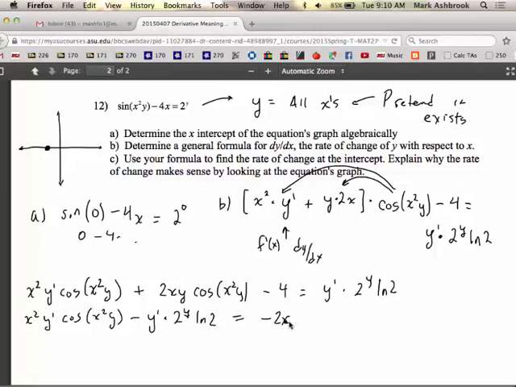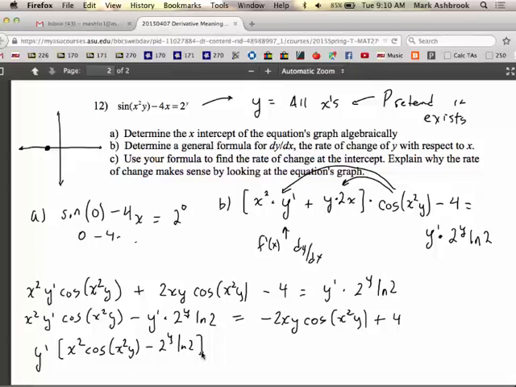This will be minus 2xy sine of x squared y plus 4. So I'm going to move these 2 terms that don't have a y prime over to the right. Everything with a y prime to the left, everything without a y prime to the right. Are we good so far? The reason I do that is I'm trying to isolate y prime so I can factor it out. So y prime times x squared cosine x squared y minus 2 to the y ln of 2.